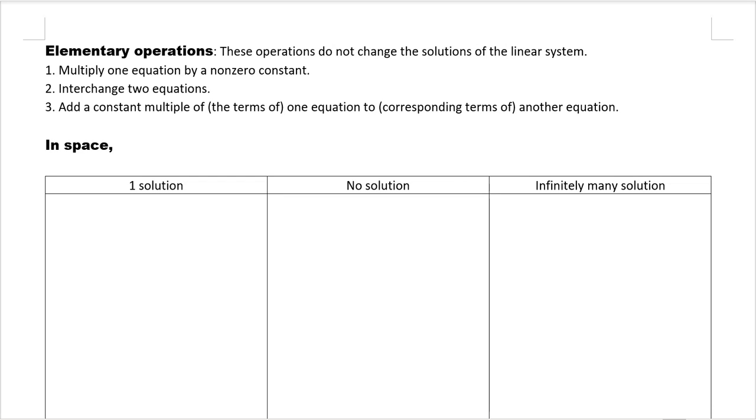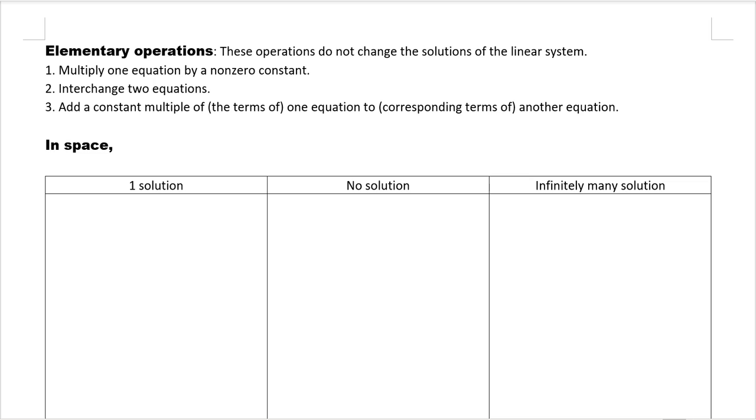Hi everyone! Last time we talked about linear systems in the xy plane. Today let's talk about linear systems in space. So in space we're going to have three variables x, y, and z. So let's talk about systems of three linear equations.